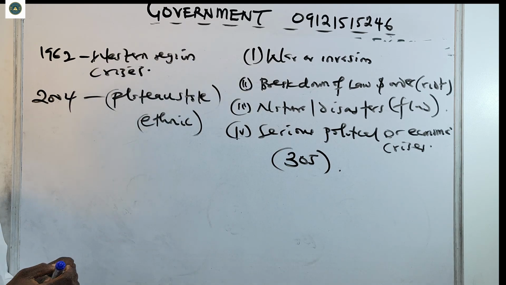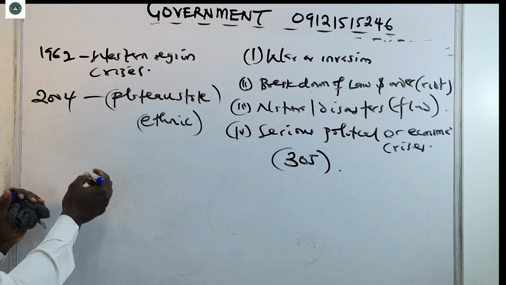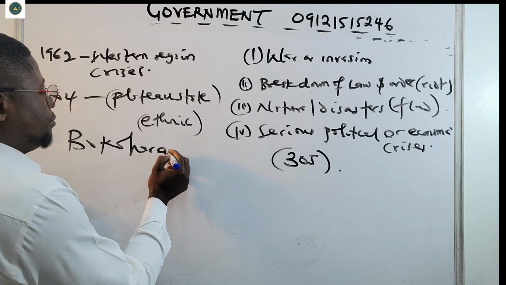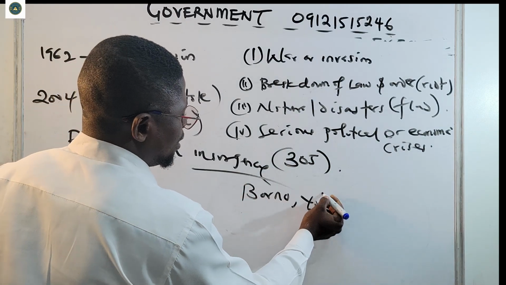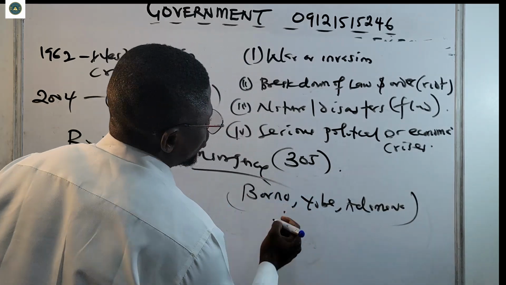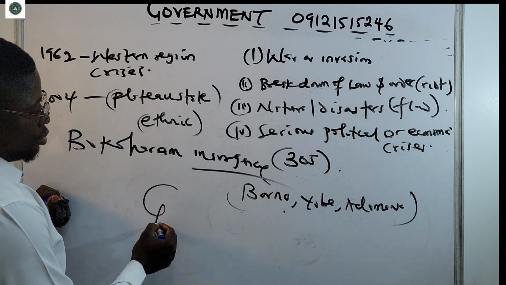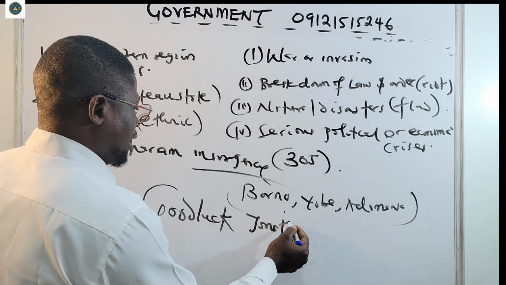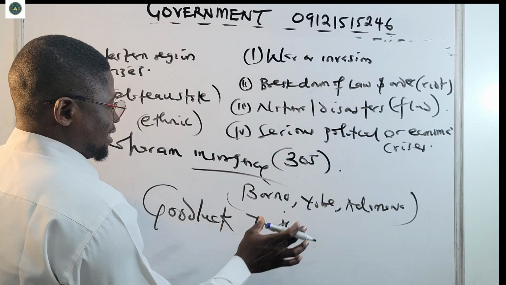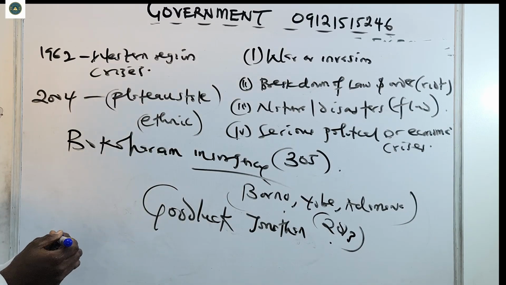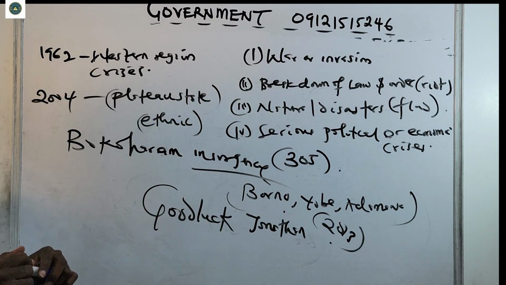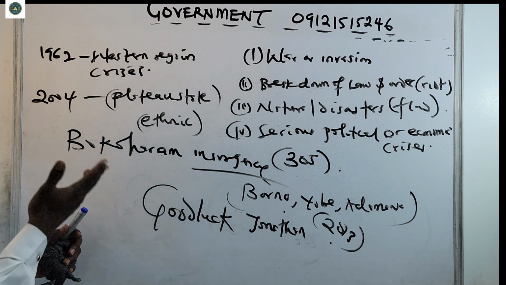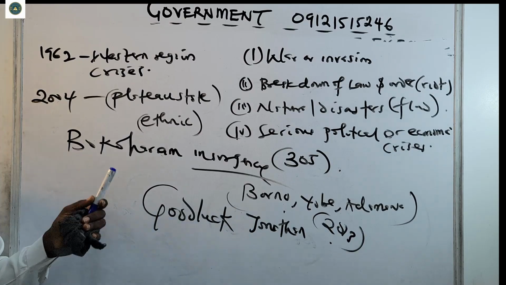Serious ethnic clashes, and a state of emergency was declared. Then also Goodluck Ebele Jonathan, due to the Boko Haram insurgency, declared a state of emergency in states like Borno, Yobe, and Adamawa in the year 2013. So please take note of all of this. These are things we should know, because they can be asked at any point in time. These are examples of times that a state of emergency was declared in Nigeria.